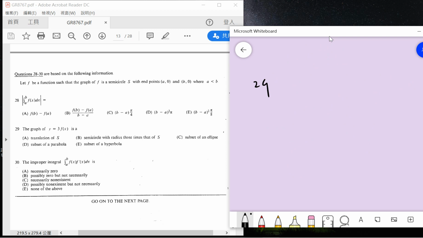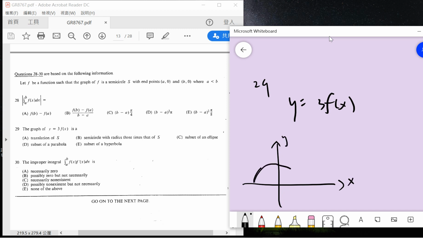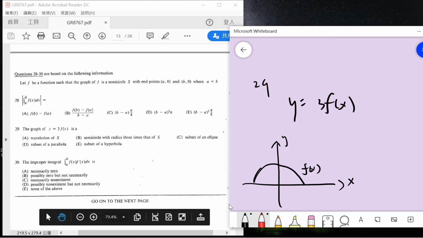29, y equals 3 over x, which one is correct? So basically, probably this is f of x, and we scale the y into 3 times larger. So basically, you will make it into an ellipse.